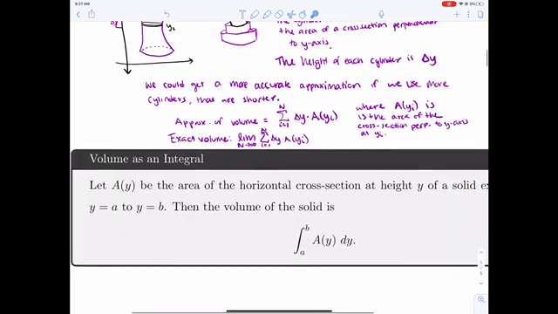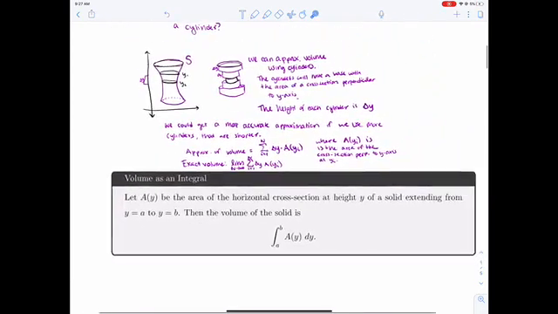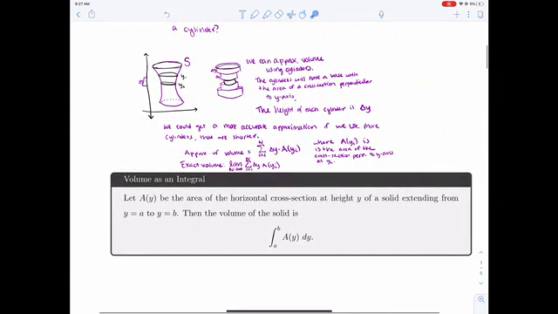So we can calculate the volume of a solid that's extending from y equals a to y equals b, which in this picture would be the y value of the location of the base of this object, and then the top of the object would be b. Then the volume of the solid is just the integral from a to b of A of y dy, where A of y is the area of the horizontal cross-section at the height y.